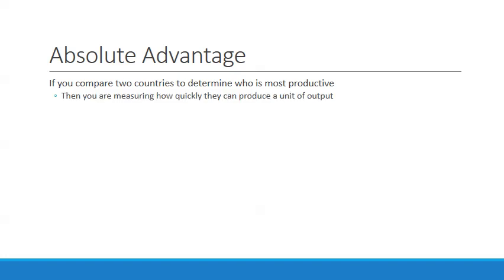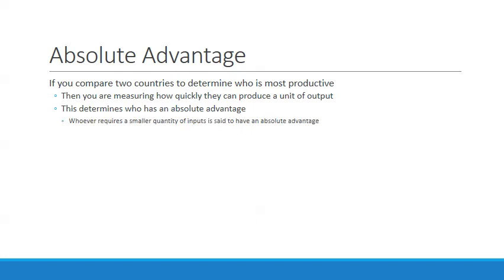Now, absolute advantage: if you compare two countries to determine who is the most productive, then you're measuring how quickly they can produce a unit of output, determining who has the absolute advantage. What's important here about absolute advantage is that whoever requires a smaller quantity of inputs is said to have an absolute advantage. However, you can have an absolute advantage over someone, but be better off not producing the good and trading.